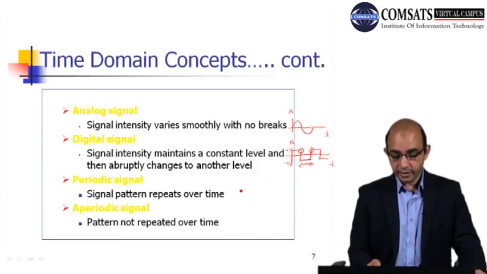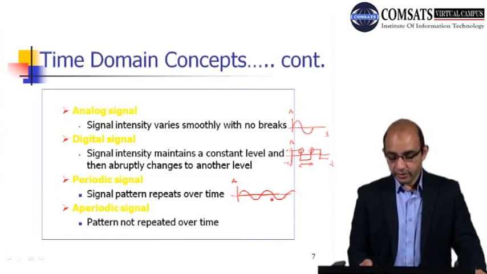Then we have the periodic signal, right? So this is an example of a periodic signal. Let me show the dots that it is continuing in this fashion forever, right? So this is an analog periodic signal, right?